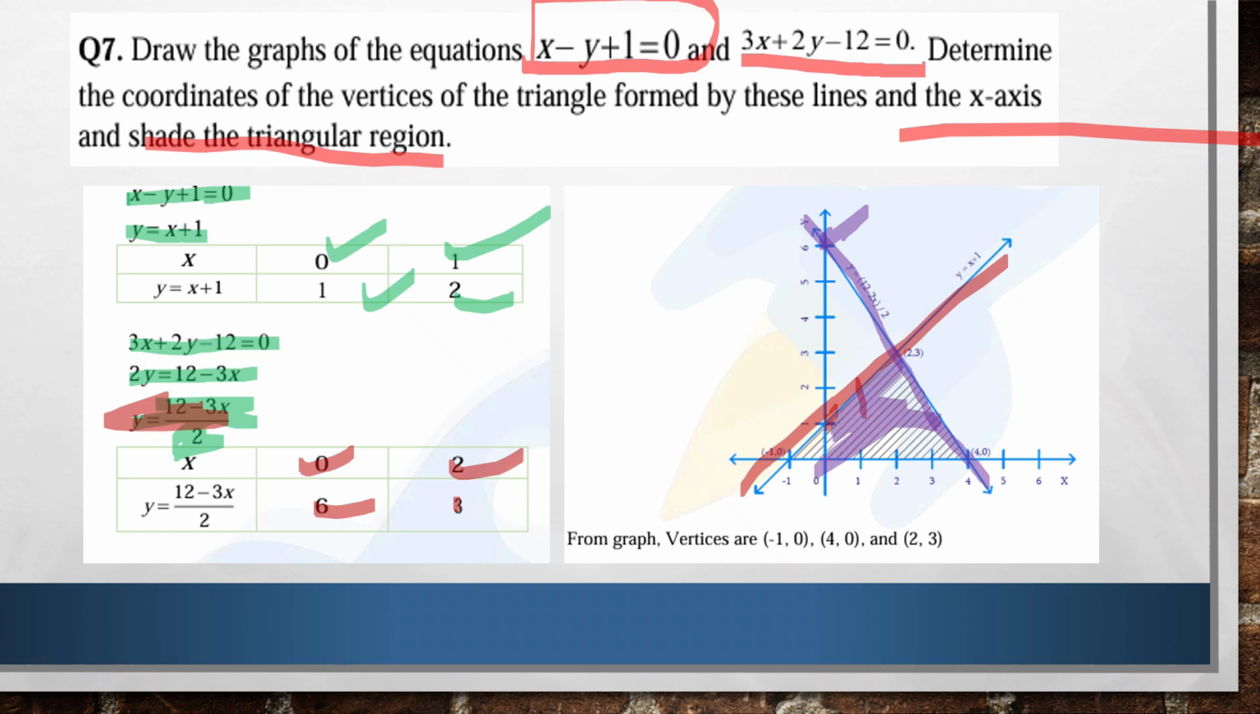So you can say from the graph, the vertices are minus 1, 0, then 4, 0, and another one is 2, 3. So this is regarding question number 7.